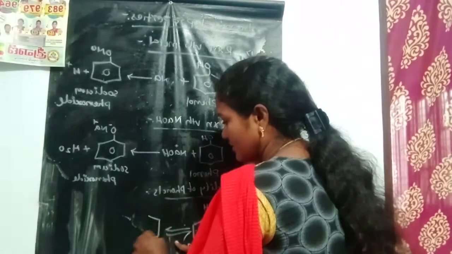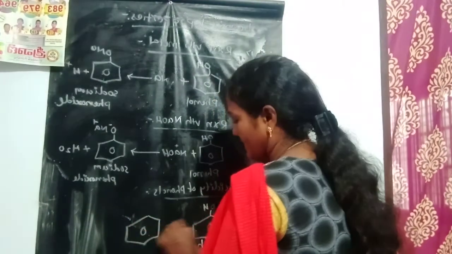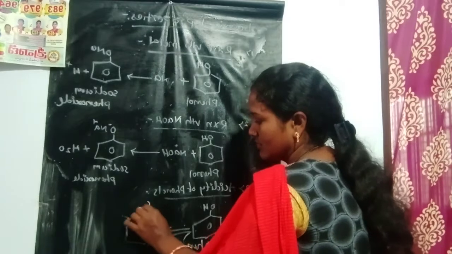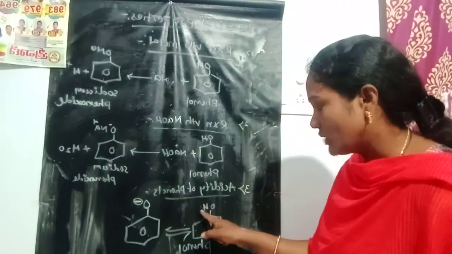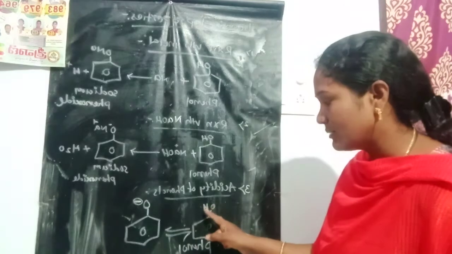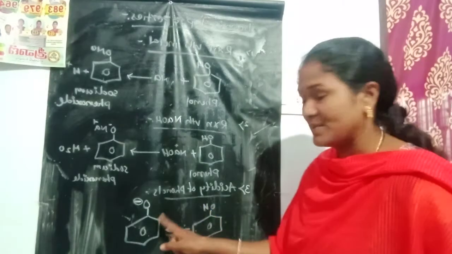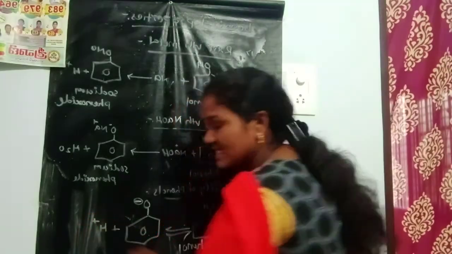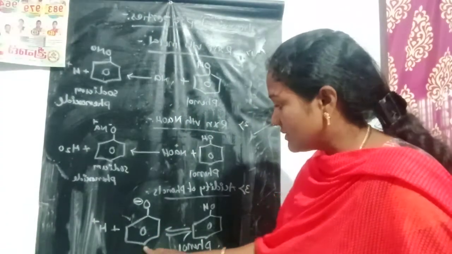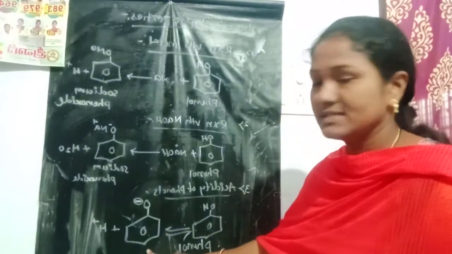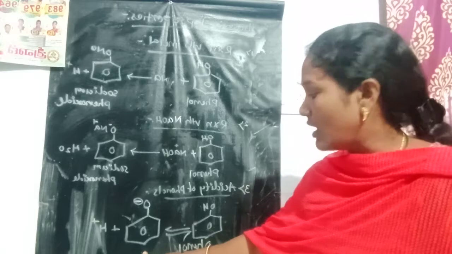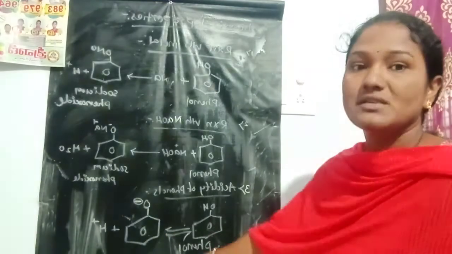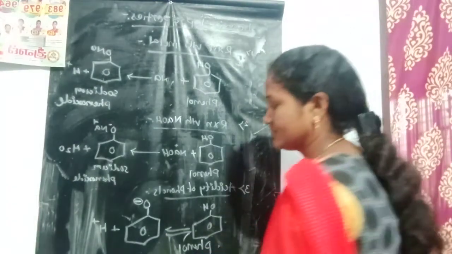The O to H bond breaks up, forming O minus and H plus ion. So O minus forms with removal of H plus ion. This is the dissociation of phenol. The name of this structure is the phenoxide ion.